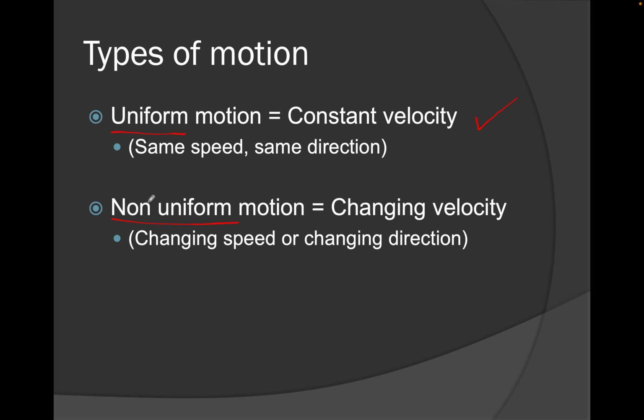Nothing is changing. Non-uniform means it is changing. So I'll either change my speed or I will change my direction. These are the two things that can change as a result of this. Here's another example based on the previous stuff that we did.